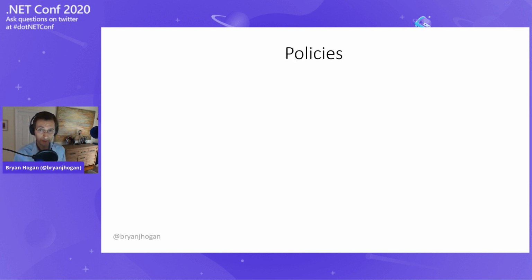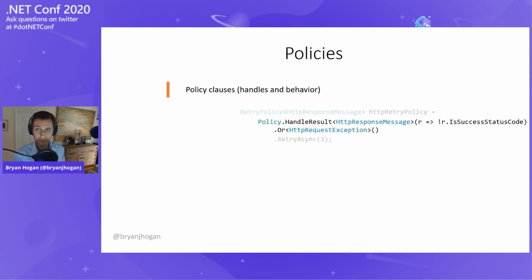At the heart of Polly are policies. These are things such as a retry, timeout, and circuit breaker, and I will get to each one of those in turn. A policy is made up of two parts, two clauses, let's say, the handles clause and the behavior clause. The handles clause specifies the failure the policy should respond to, like a 400, 401, or some type of exception. And the behavior clause specifies what should be done. In this case, retry 3 times.